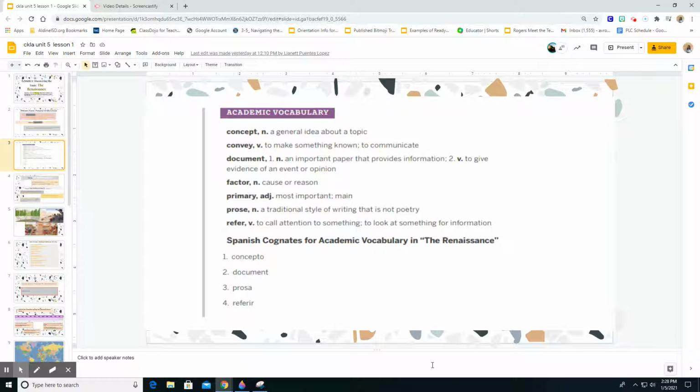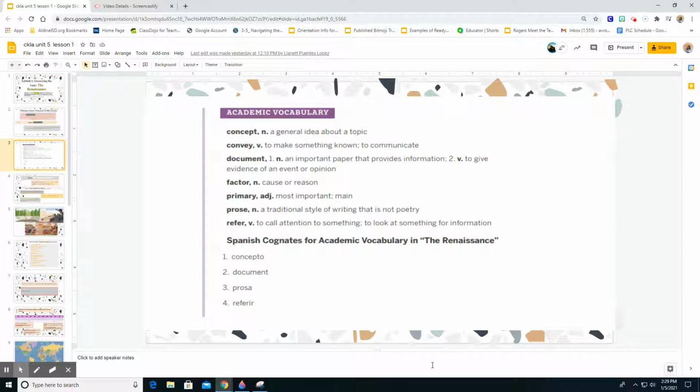So we're going to pick back up where we left off on our academic vocabulary. The last word that we talked about was convey. Now we're going to discuss a word that you might be pretty familiar with, which is document. That can be a noun, and it means an important paper that provides information. So maybe if you printed out your report card, your progress report, that's a document, an academic document that you take home for your parents to see.